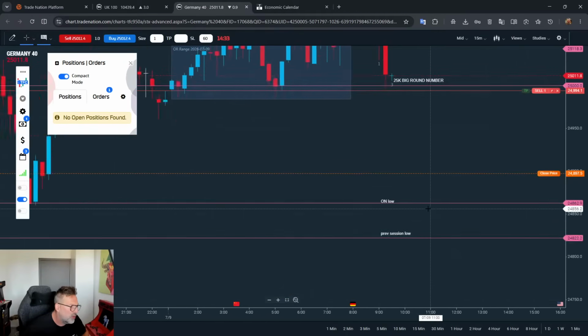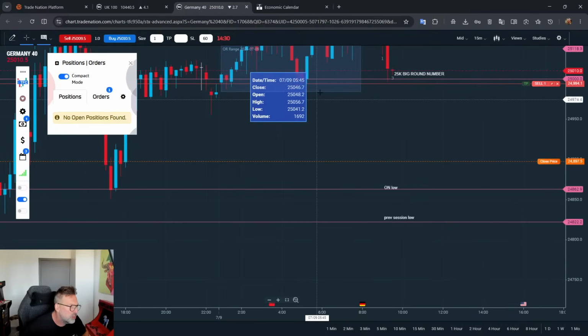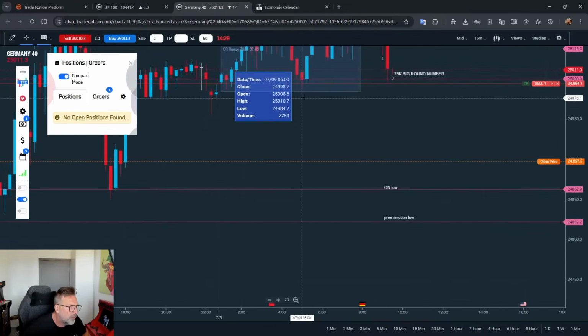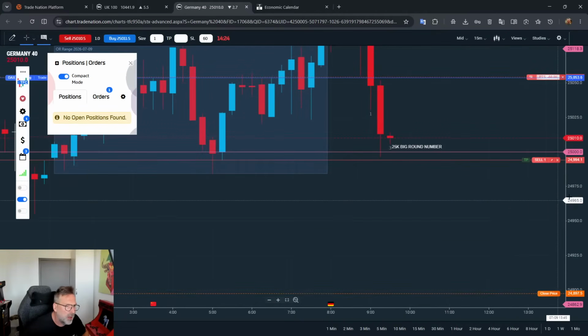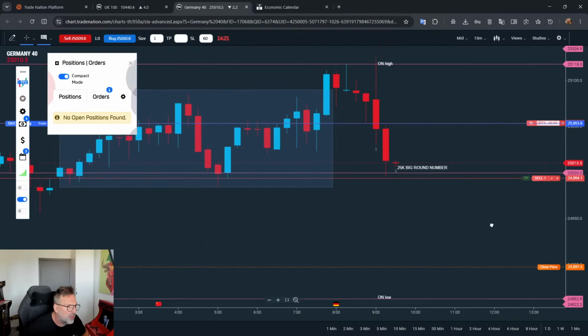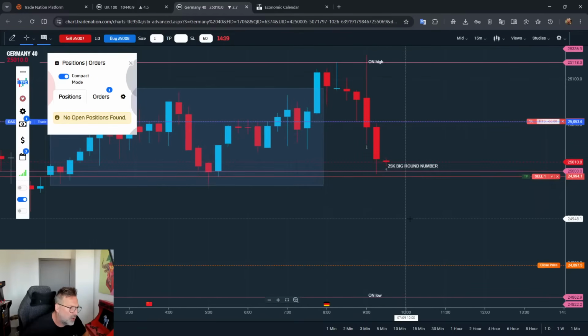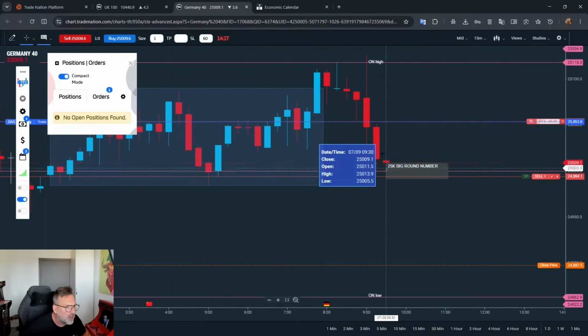There's certainly some resistance from the overnight range box here, the lower end of the box. But so far, no, bears are in control. Yes, there's some overlap.